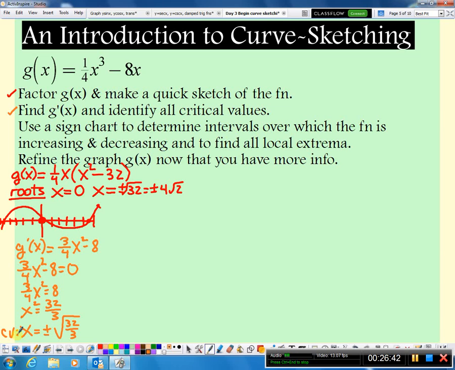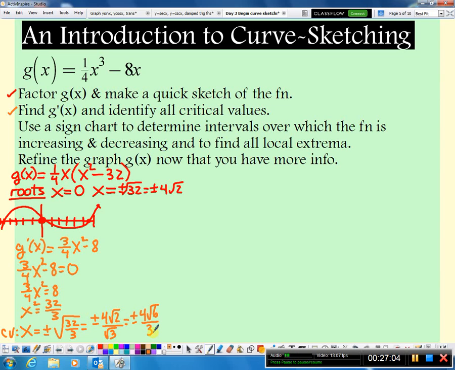Now, if you want me to be more specific and be a good little algebra student, I know 32 is 4 square root 2 over the square root of 3, multiplied by the square root of 3 over the square root of 3, so I get 4 square root of 6 all over 3. So that's how I'm going to handle a better looking critical value.